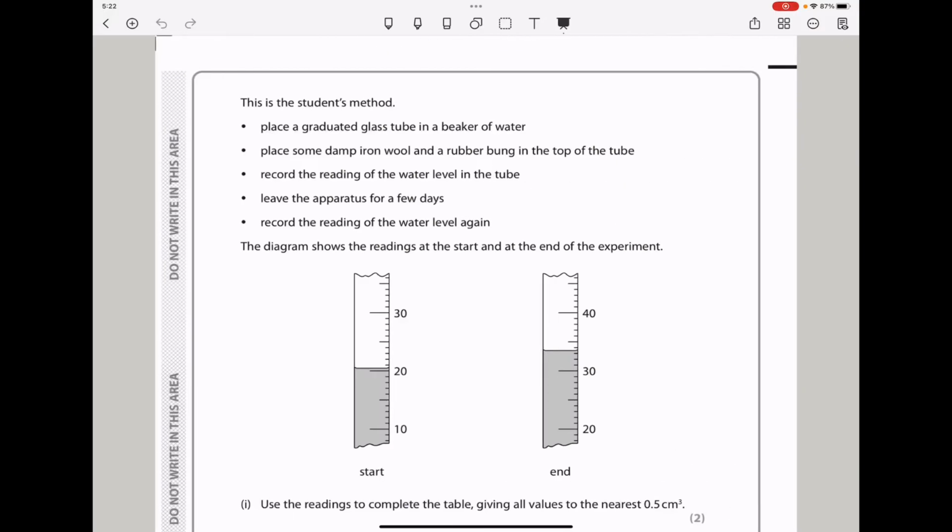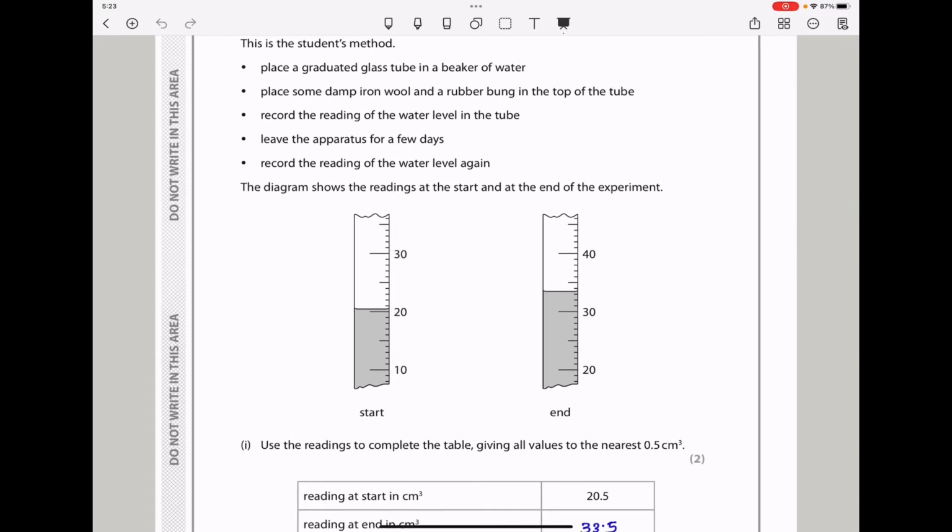So on the next page, here they say, this is the student's method. Place a graduated glass tube into a beaker of water. Place some damp iron wool and a rubber band in the top of the tube. Record the reading of the water level in the tube. Leave the apparatus for a few days, and then record the reading of the water level again. The diagram shows the reading at the start and at the end of the experiment. So here we can see at the start, there is less water in the tube, but at the end, there is more water.